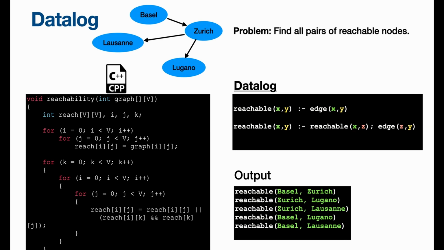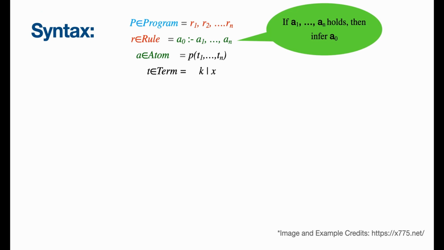So let's be a bit more formal and precise and look at the syntax of Datalog. A Datalog program is basically a set of rules. So the program P is a set of rules R1 to Rn, and these rules are made of atoms. A rule is of the form A1 to An implies A0. So A0 is a relation or a predicate, and you read the rule this way: if A1 to An hold, then you infer A0. If you have already seen logic, these are called Horn clauses. So the rules are basically Horn clauses.